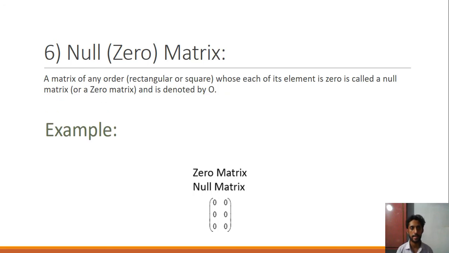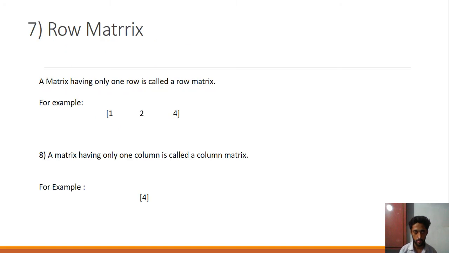Number 6 is null or 0 matrix. A matrix of any order, rectangular or square, whose each element is 0 is called a null matrix or a 0 matrix and is denoted by 0. So it means that in the null matrix all the entries inside the matrix should be 0, then it will be called the null matrix or 0 matrix. Here is the example, all entries are 0.